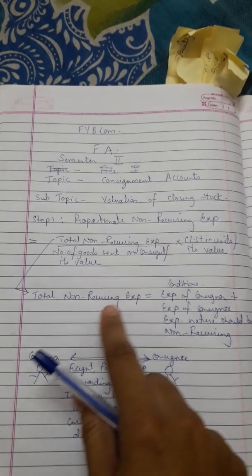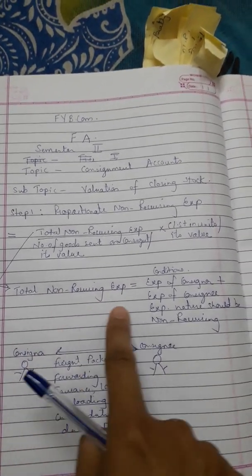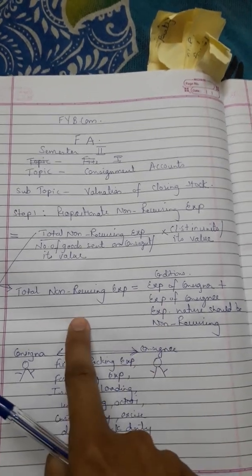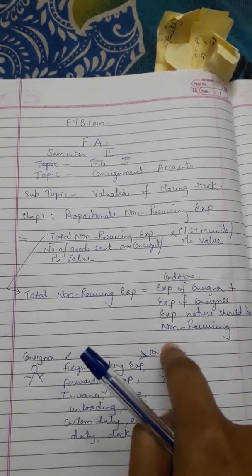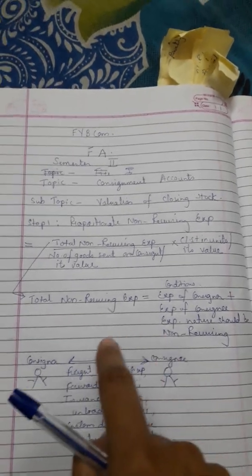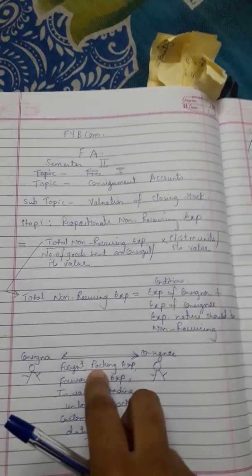Now, how to calculate this? How to find out this total non-recurring expenses? So there are conditions to find out this. Sometimes students don't understand whether a particular expense is recurring or non-recurring, whether it should be considered or not considered. So today I will try to make it very clear.